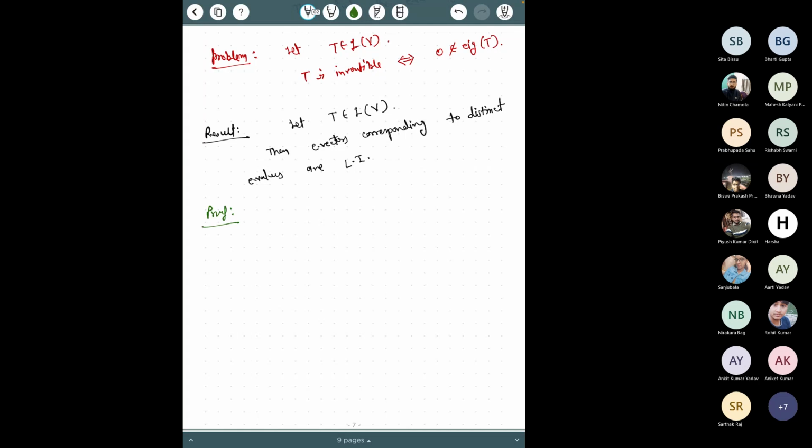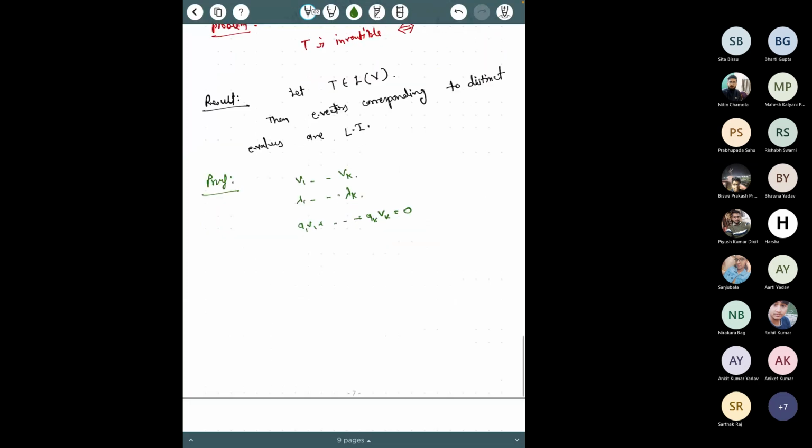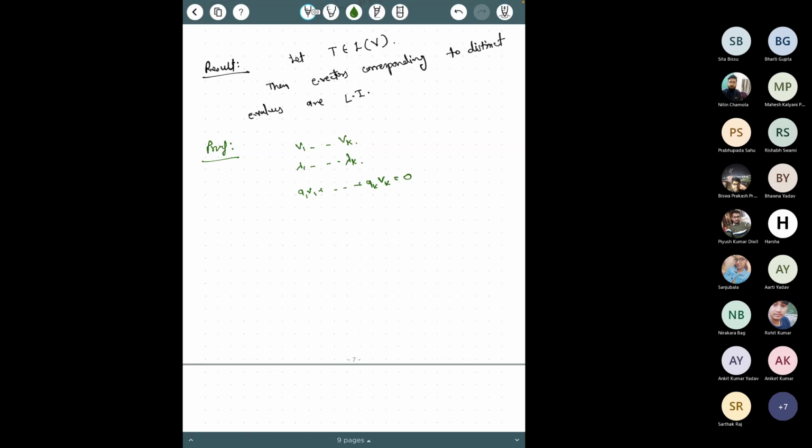So let me write what you are saying. v1 to vk, with k less than or equal to n, and lambda 1 to lambda k are the corresponding eigenvalues. Then you are saying take a1 v1 and so on up to ak vk equal to 0. Right? Now operate T on both sides. Then it will be a1 lambda 1 v1 and so on up to ak lambda k vk equal to 0.